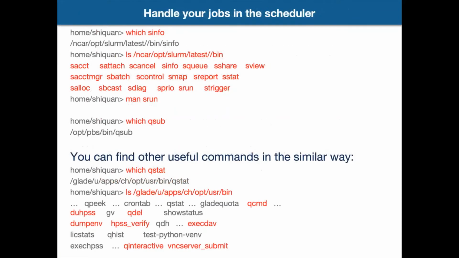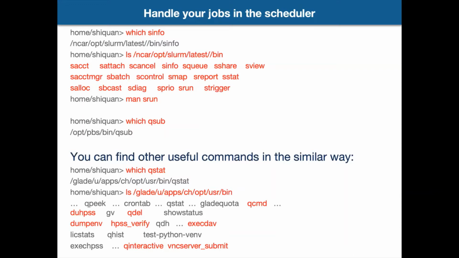So here are some commands to handle your jobs in the scheduler. Usually you need to know at least one of those commands, like the Slurm ones. For example, if I know the Slurm command sinfo, you can do which sinfo, and usually it will give you the path. You can recognize from the path where all those commands are. Then you further do an ls, and now you see all types of Slurm commands you can use.